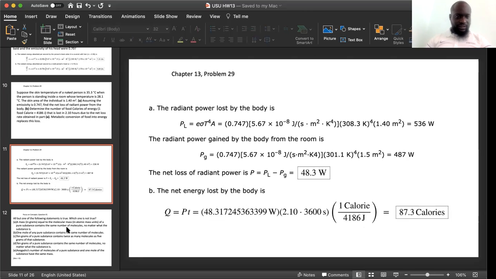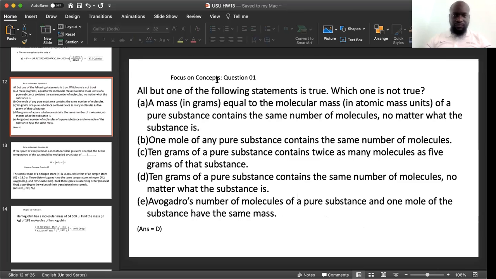Okay, next question. Focus on concept question 01. Say all but one of the following statements is true. Which one is not true? A, a mass in grams equal to the molecular mass in atomic mass units of a pure substance contains the same number of molecules no matter what the substance is. True, Avogadro's number. B, 1 mole of a pure substance contains the same number of molecules. True. 10 grams of a pure substance contains twice as many molecules as 5 grams of that substance. True.